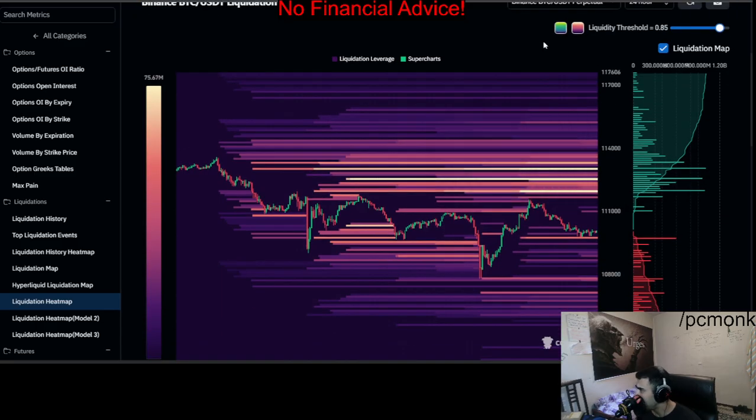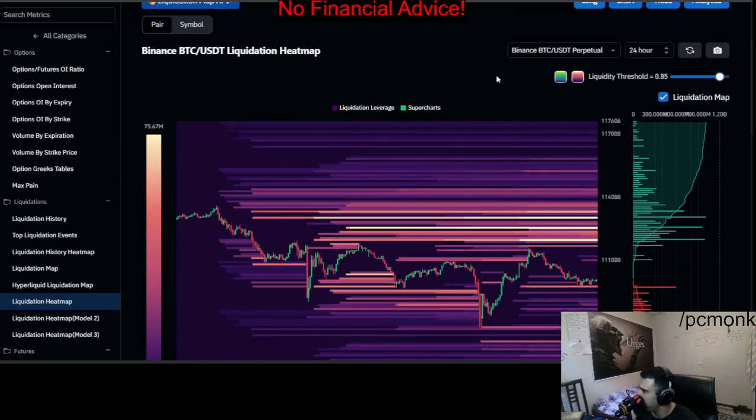There are two types of heat map you can have on the liquidation. It's yellow, green, and purple, or yellow, red, and purple. I've chosen the yellow, red, and purple, as you can see here. Now, there is the time frame of the liquidation, so it shows you the time frame. If you're looking at 24 hours, for example, you're looking at these. The brighter the color, the bigger the liquidation is.